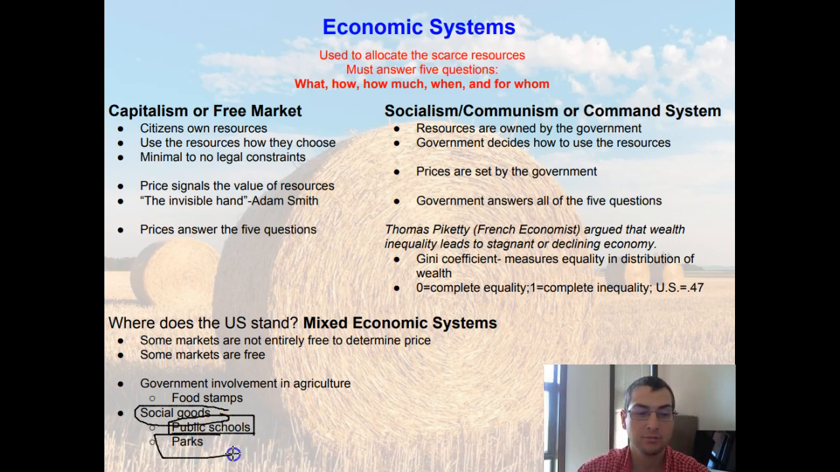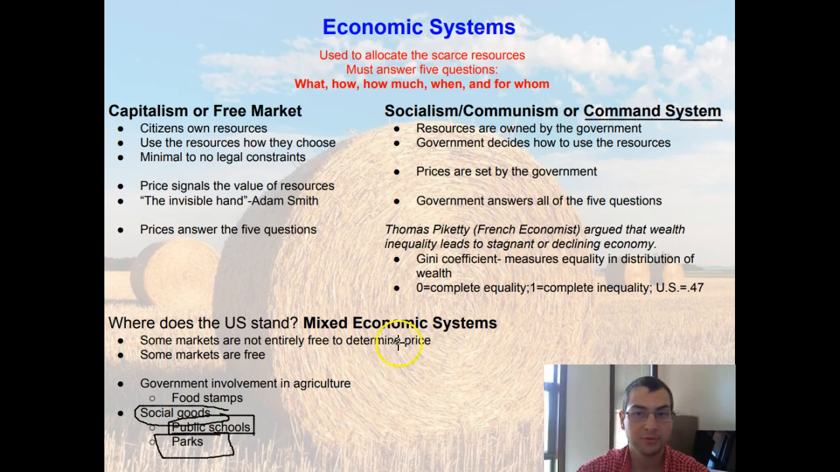Another aspect is we probably wouldn't have parks. See, the parks are often being allocated by government, the resources go to that, and if we didn't have the government doing those public parks, we might have private parks, but there wouldn't be any governmental public parks for you to go sit in. Another aspect of the command system that we see in the United States is the allocation of resources towards national defense, the police department, and fire department. All of those are public goods that are being funded by the government.